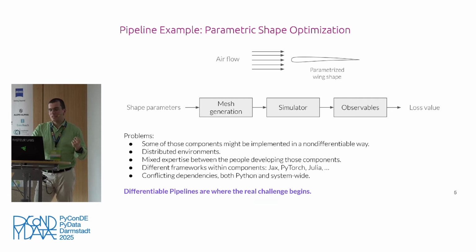And then also, this is a big classic in computer science, all of these components could have conflicting dependencies, both Python and system-wide. So yeah, you will need to containerize these things. But again, people writing a lot of this scientific code are not necessarily Docker experts or, in general, know a lot about deployment.